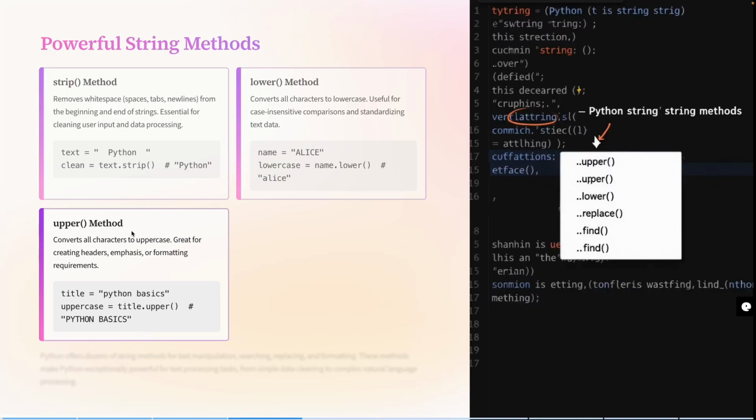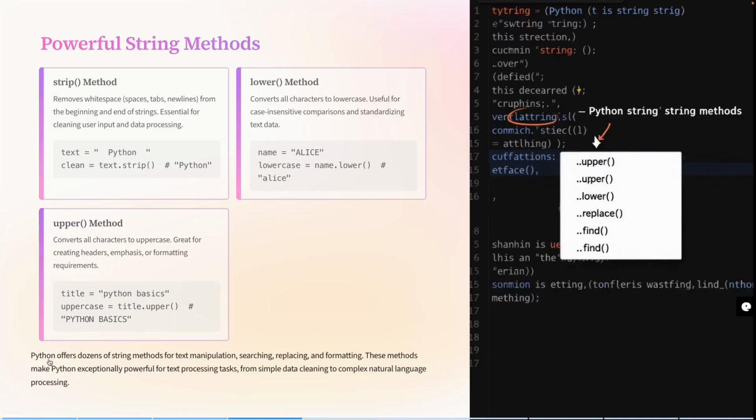Same for the upper method. Convert all characters to uppercase, great for creating headers, emphasis, or formatting requirements. As you can see, Python basics is in lowercase. When we use this upper method, we get a result in uppercase. The whole string is converted into uppercase. Python offers dozens of string methods for text manipulation, searching, replacing, and formatting. These methods make Python exceptionally powerful for text processing tasks, from simple data cleaning to complex natural language processing.